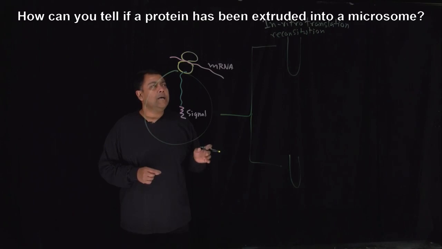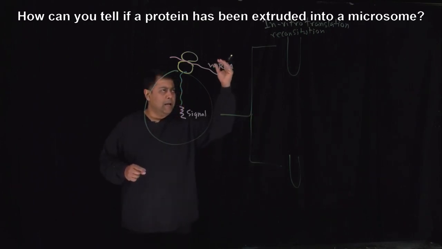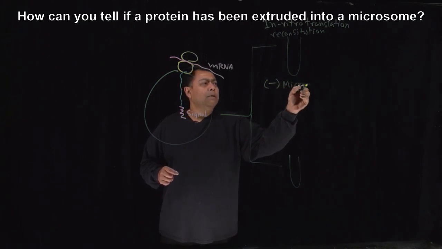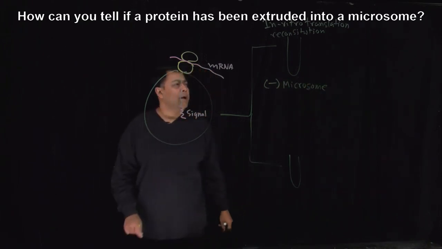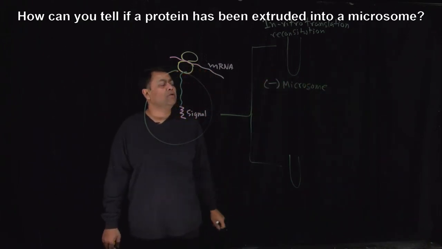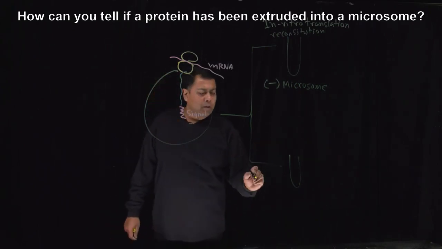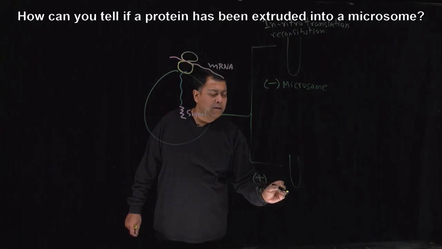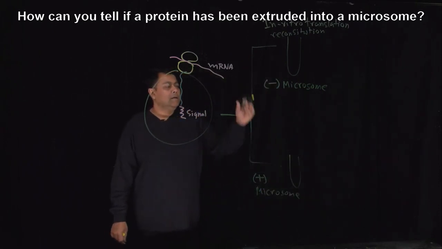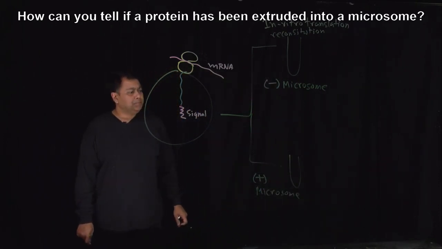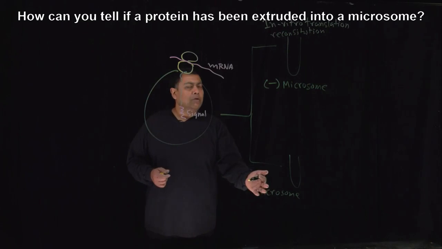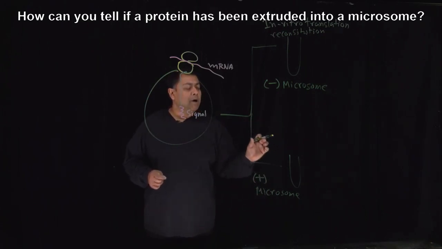There are two different test tubes you take, and one is minus microsome. That means that you do not add any microsome to that mixture. Another is with plus microsome. That means that you add the microsome to the mixture and let the experiment happen. And when you do this experiment, we have seen in Gunther Blobel's experiment that plus microsome gives a smaller size of the protein.